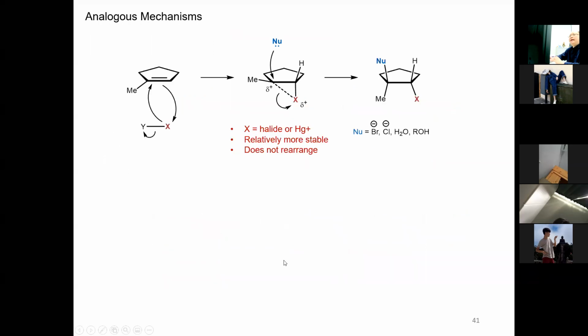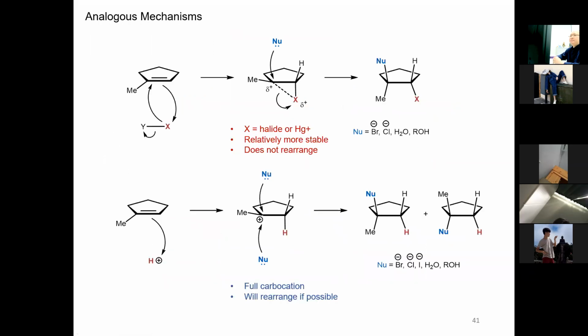All right, and so this is a comparison between two types of addition. For unsymmetric alkenes, with a halide like dihalogen or mercury, it will form a stabilized intermediate, no rearrangement, and the nucleophile attacks at the more congested position. If you react with a proton, it's non-stereoselective because the nucleophile can react on the top or the bottom, and if you have a possibility of rearrangement, it will rearrange.